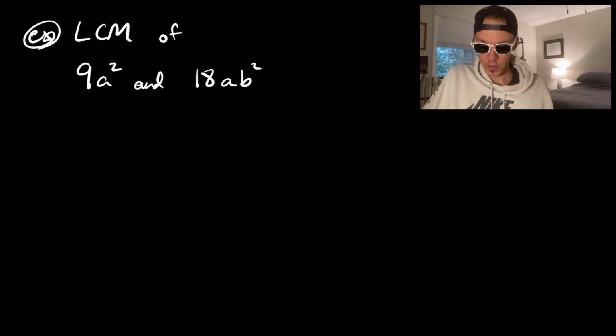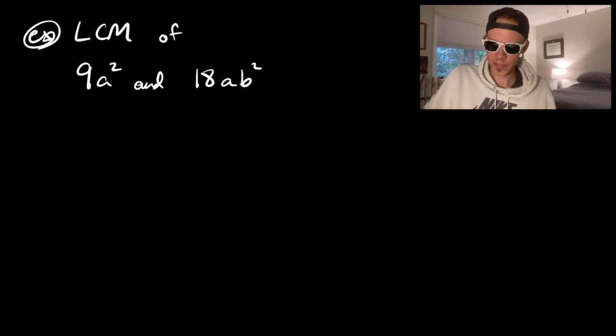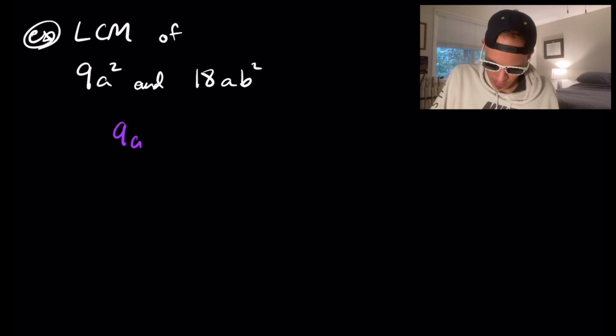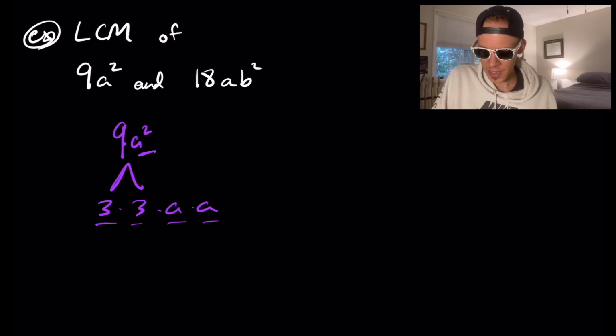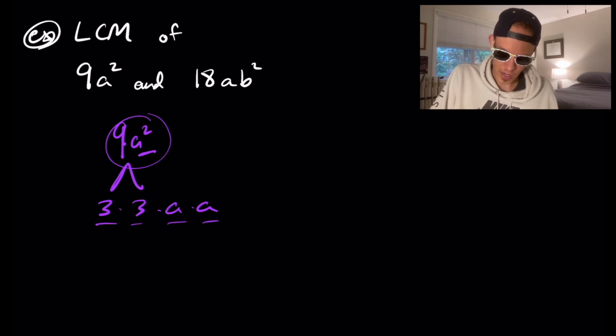All right, last one, finding the least common multiple of 9a squared and 18ab squared. So do prime factorization. 9a squared, well, that's going to break down into 3 times 3. Can't break those down anymore. I remember we have this a squared, so I'll just do times a times a. 3 times 3 is 9. A times a is a squared, which is what we have to begin with, so that looks good.